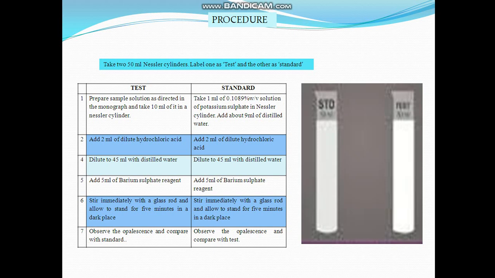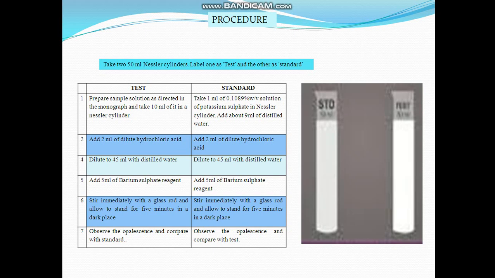In this process, we add barium sulfate reagent to the sample solution and standard solution. So, both these solutions contain soluble sulfate and this barium sulfate reagent contains barium chloride. Therefore, this soluble sulfate reacts with barium chloride and it will form barium sulfate. Barium sulfate is sparingly soluble in water. Therefore, it produces a white turbidity in the solutions.